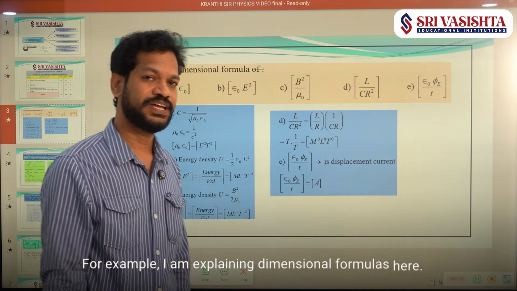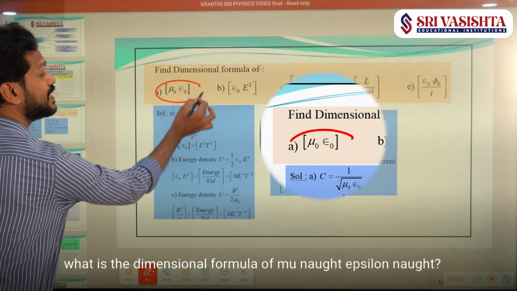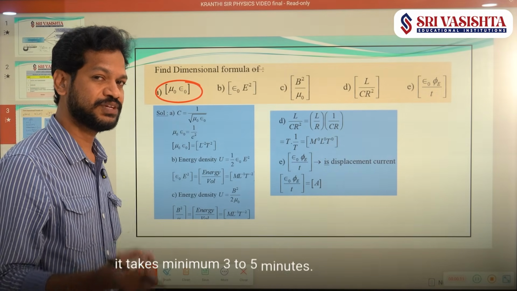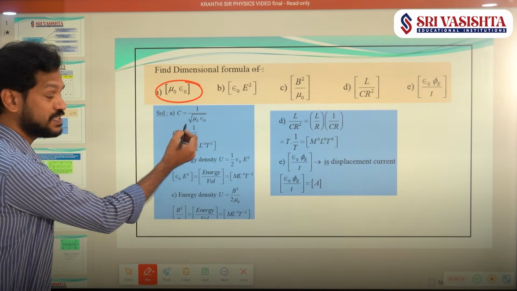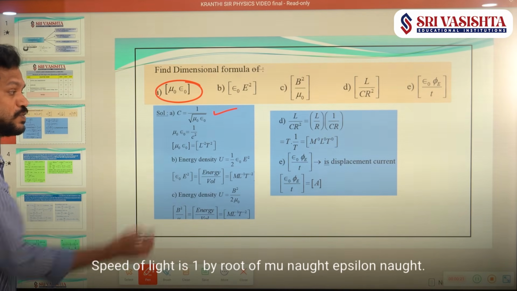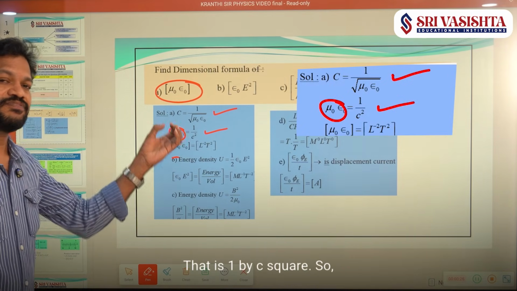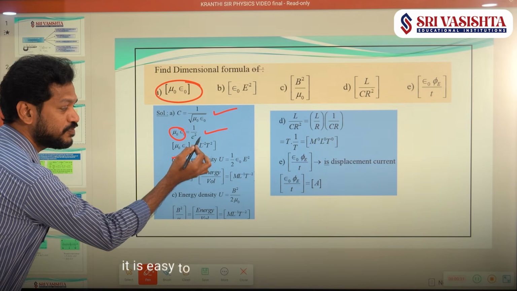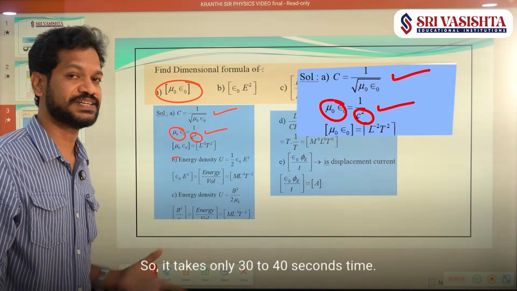For example, I am explaining some dimensional formulas here. First of all, what is the dimensional formula of mu naught epsilon naught? To calculate the dimensional formula of mu naught epsilon naught takes minimum 3 to 5 minutes. But actually there are shortcuts. That is the formula for speed of light. Speed of light is 1 by root of mu naught epsilon naught. So what is this formula for mu naught epsilon naught? That is 1 by c square. So the dimensional formula of mu naught epsilon naught is nothing but 1 by c square. So it is easy to find the dimensional formula of 1 by c square. It takes only 30 to 40 seconds.